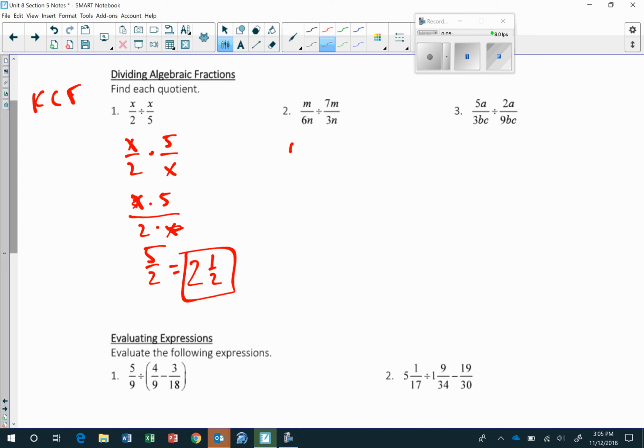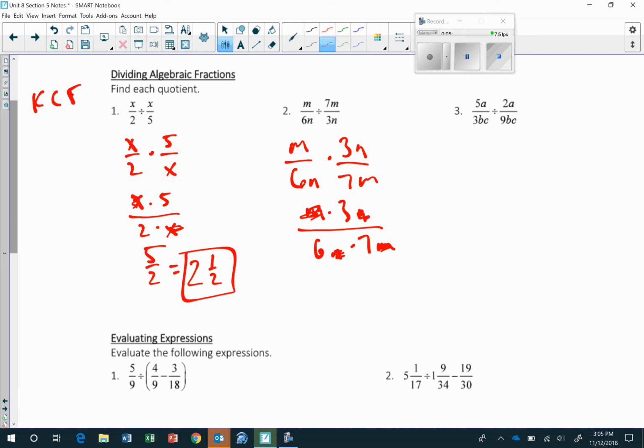On number 2, I'm going to keep the first one, change division to multiplication, flip the second one, take the reciprocal of the second one. Then I want to write it as 1 fraction, and then I can simplify before I'm done. So I have an m on the top and an m on the bottom. Those can both go away. I have an n on the top and an n on the bottom. Those can both go away.